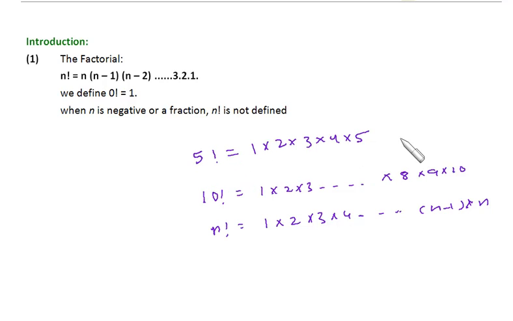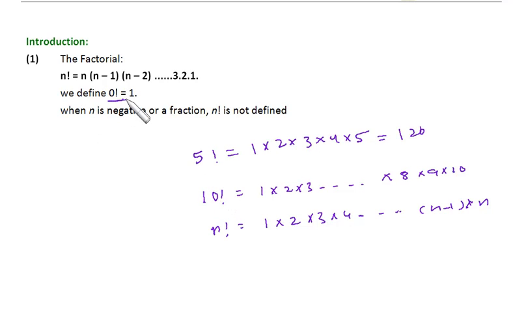So what is the value of 5 factorial over here? 5 4s are 20, 20 3s are 60, 60 2s are 120. So the value of 5 factorial is 120, right? So I hope you are clear what a factorial is.